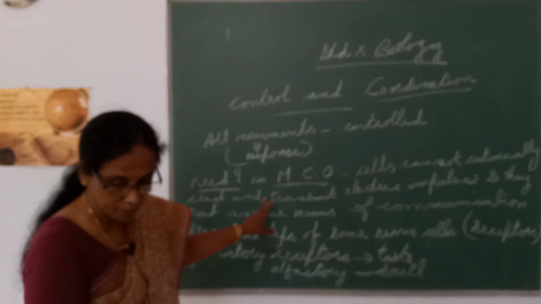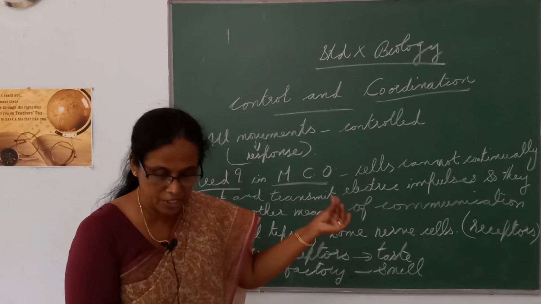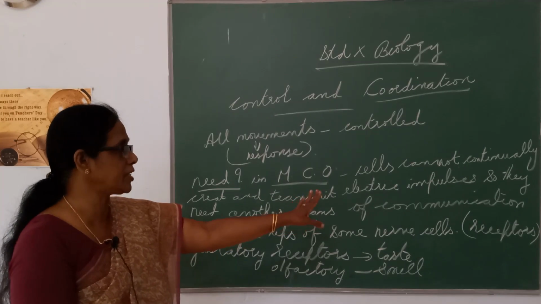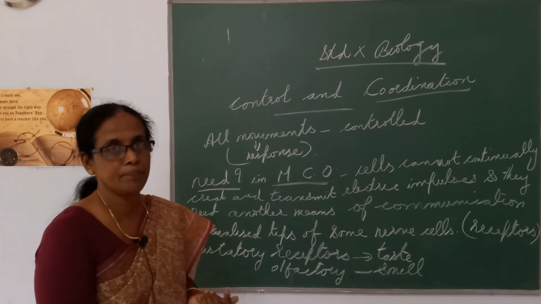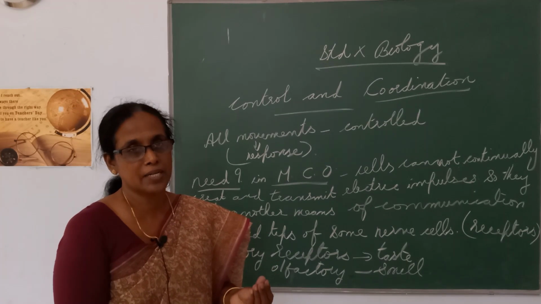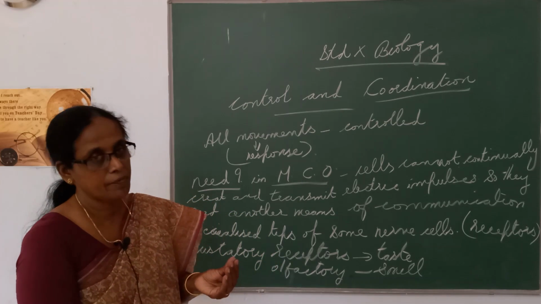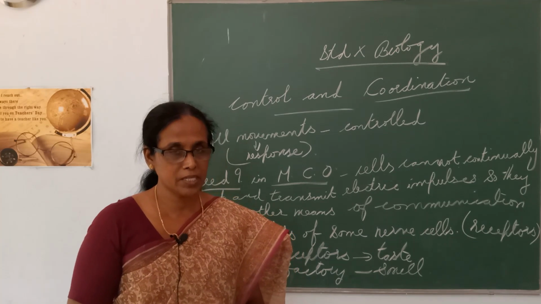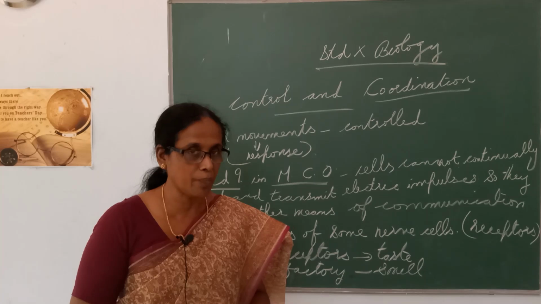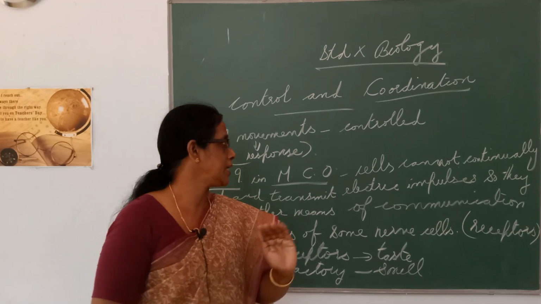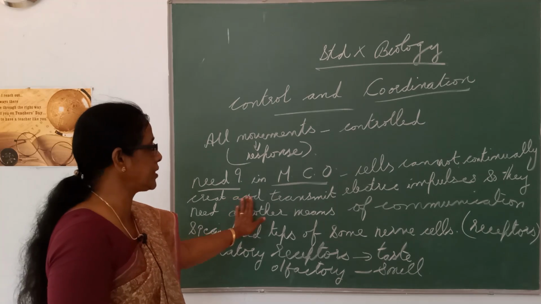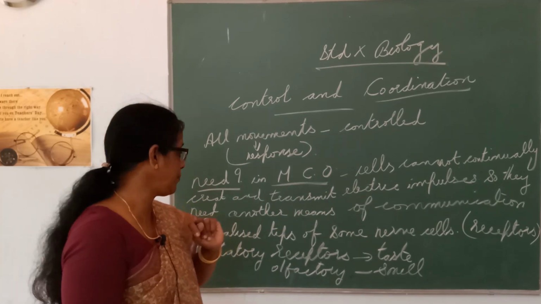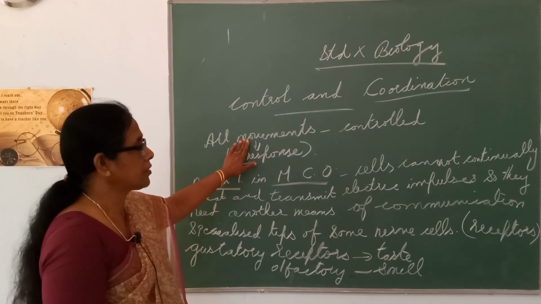Then, what is the need of chemical communication in multicellular animals? The cells cannot continually create and transmit electrical impulses. What is an impulse? Impulse means the charge, that is the movement. Sometimes if you hurt your leg, only after some time you feel the pain. Why? Because that pain moving from our leg to the brain is the impulse. The cells cannot continually create and transmit electrical impulses, so they need another means of communication.